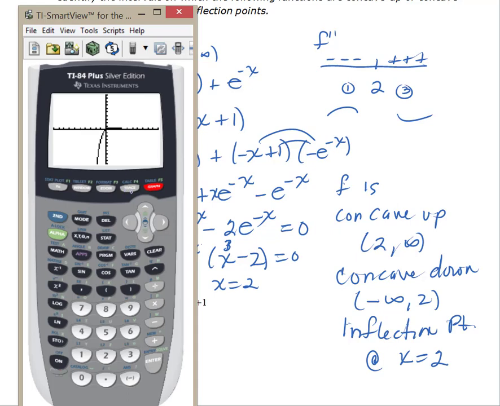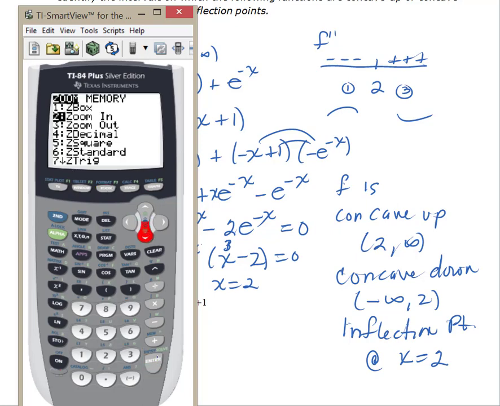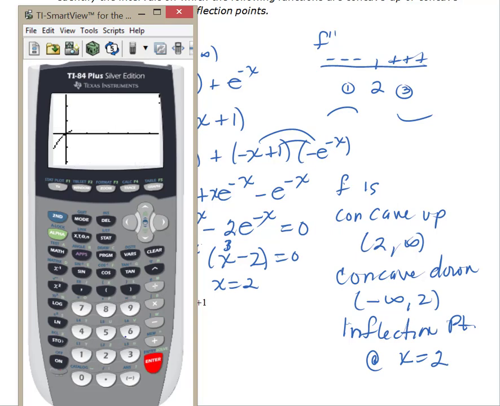I'm going to trace on 2, hit enter, and I'm going to zoom in right there. So I traced, I'm going to zoom in so I can see this picture a little bit better. And again, it's very subtle here, but what's happening is that this function is concave down to the left of 2, and it's hard to see. This is starting to become concave up. I may change my window a little bit so I can see the picture a little bit better.